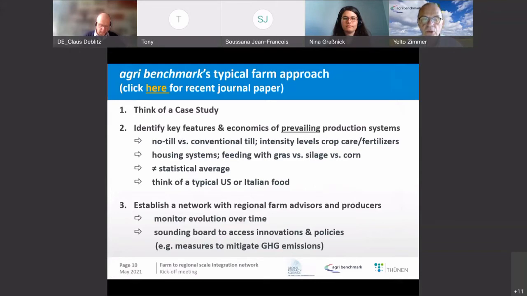The key idea is that we don't do the data collection ourselves, but rather we have partners in our member countries, who are in science like ourselves most of the time, but sometimes also advisory companies. Those partners collaborate with regional farm advisors and producers to establish the typical farms, and they also monitor the evolution over time, so this is updated annually. We also consider this contact with growers and advisors as a very good opportunity to cross-check ideas and innovations, and how they would fit the current farming systems. That is very important, for instance, for greenhouse gas mitigation strategies, which we present to growers and advisors to discuss what the consequences might be if they were incentivized to change their practice. Okay.